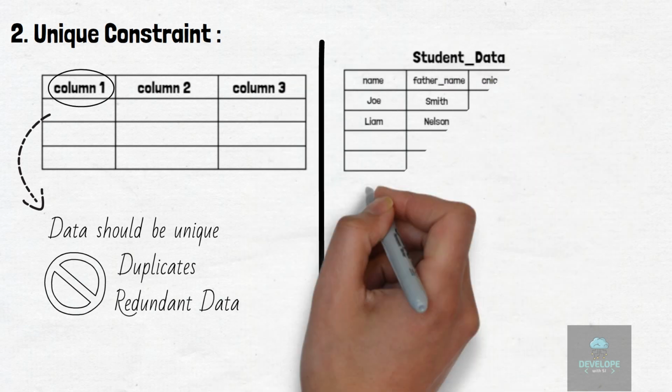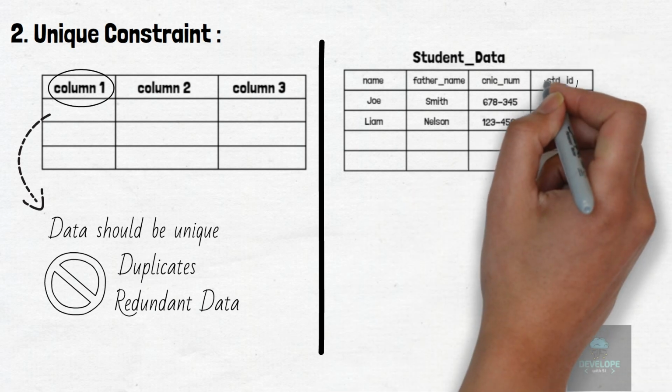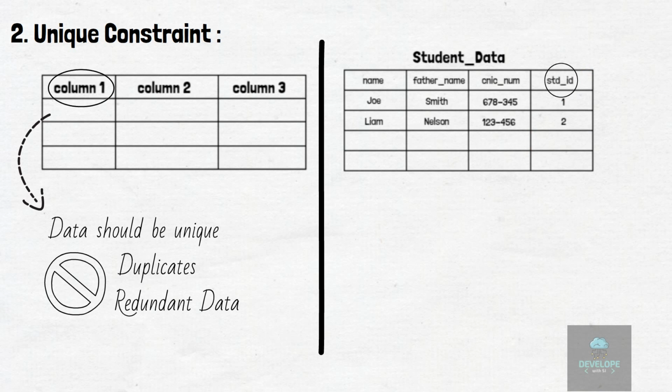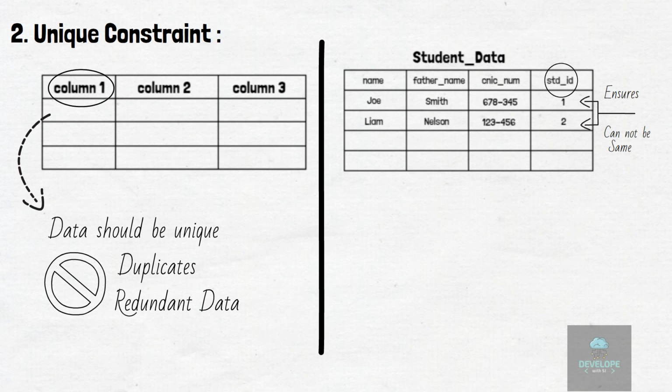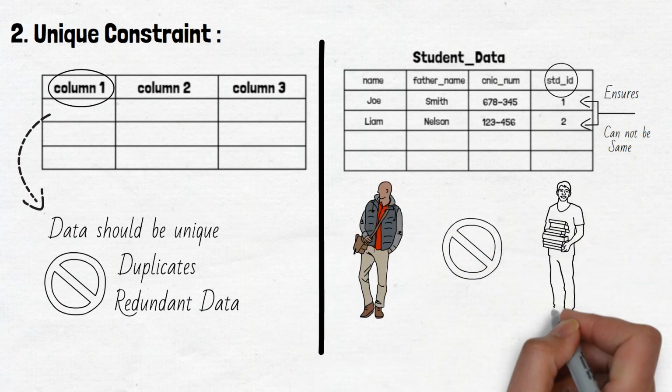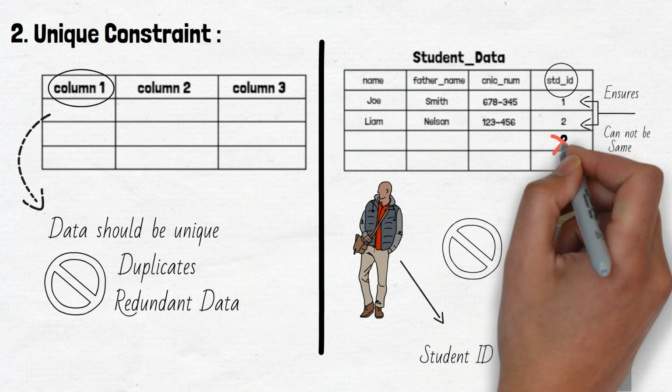If we discuss the student_data table example, and we apply unique constraint on student ID column, then this constraint shall ensure that two students cannot get same student ID, i.e. there cannot be two students having student ID equals 2. So, if anyone tries to allocate student ID equals 2 to any new student, an error shall be generated and record will not be entered.